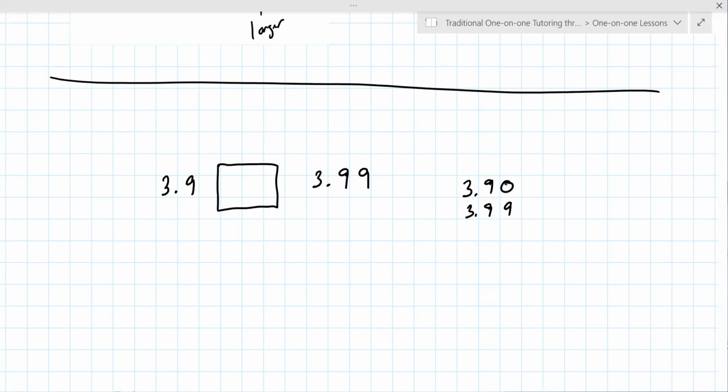Okay, I got my answer. Okay. Which one is larger? Which one is smaller? The smaller is 3.9. Yes. So the arrow points to the smaller one. Is that what you wrote? Yes. Awesome. Okay, let's try another one here.